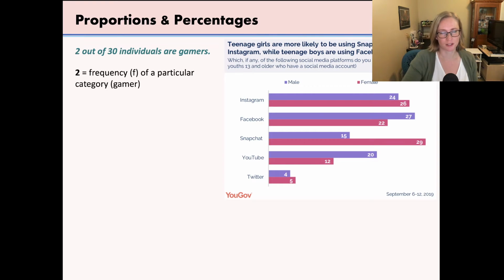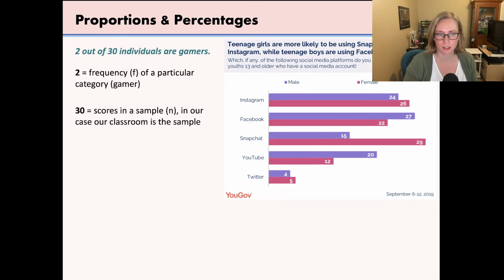Let me just go off on this because I don't feel like recalculating what it was. It's like 4 divided by 17. I can't do that off the top of my head. But for example, 2, or in our case 4, would be the frequency. How many individuals, what is the number of people in that particular category of gamers?